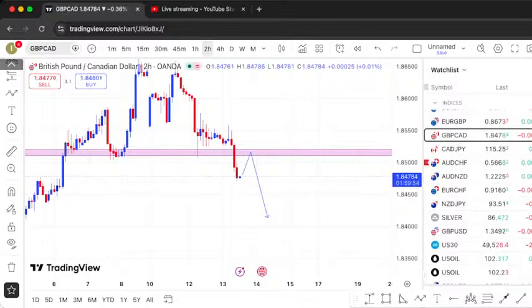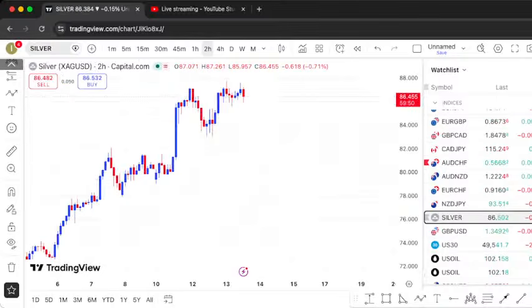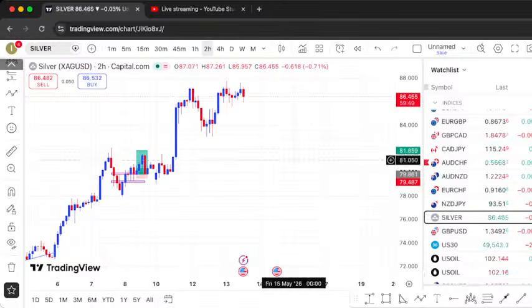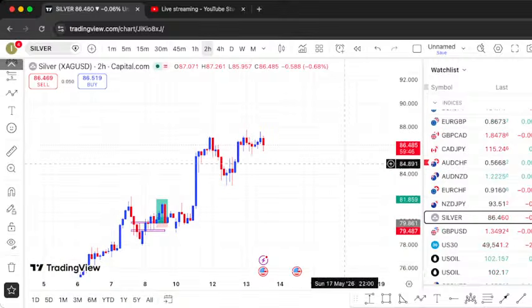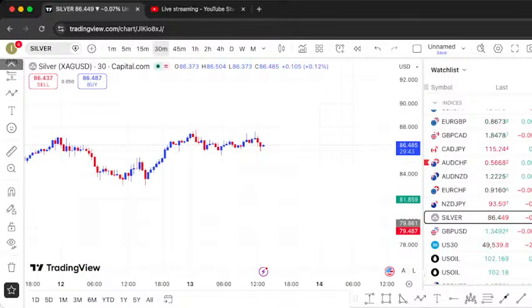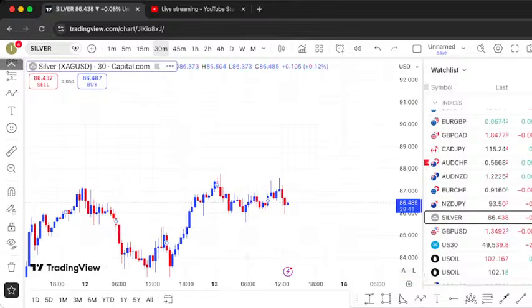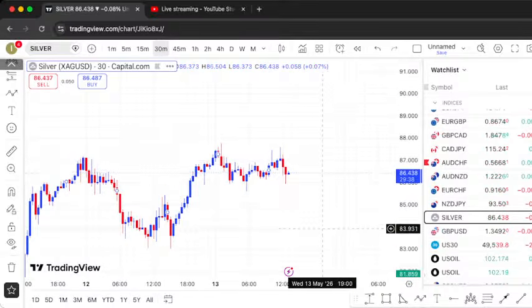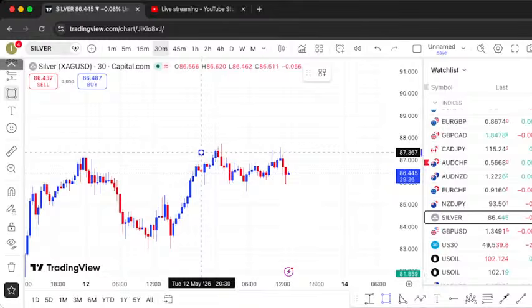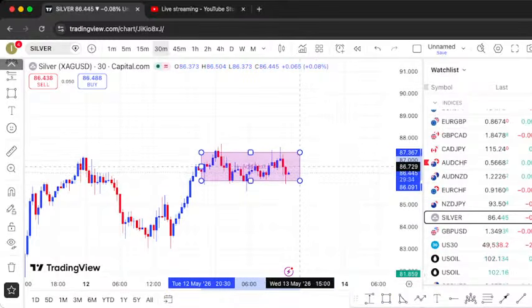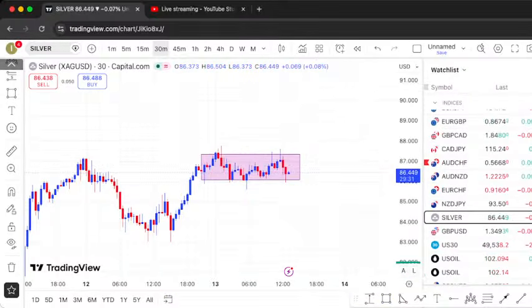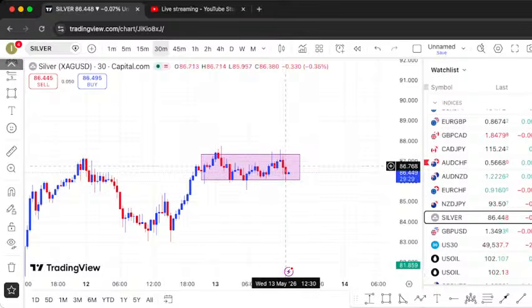Next, let me go to silver. Silver has been there without a very clean direction. If you can see here, this is silver on a 30-minute time frame, the market is in between the zone, consolidating up and down. My honest view on silver, I don't see a buy or a sell right now. So let's leave it there for now.